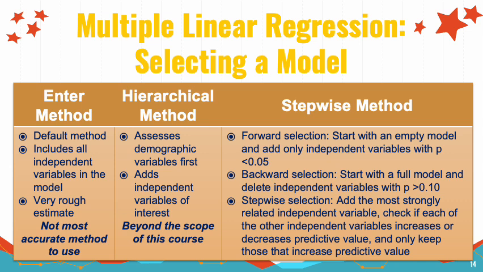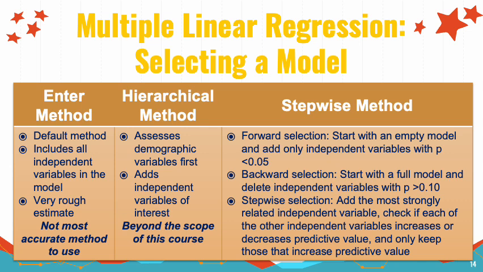The stepwise method allows independent variables to be added or removed from the model based on predetermined statistical criteria. Generally speaking, variables that have a p-value of less than 0.05 should be added to the model, and those with a p-value greater than 0.10 should be removed from the model. The stepwise method can be performed using forward or backward selection.